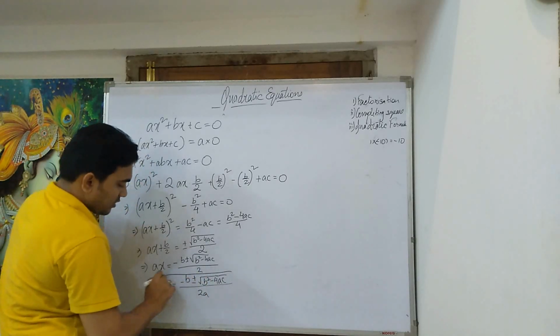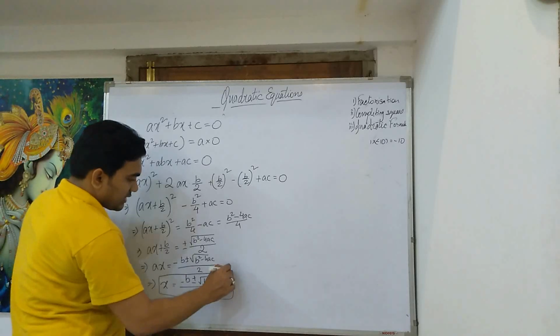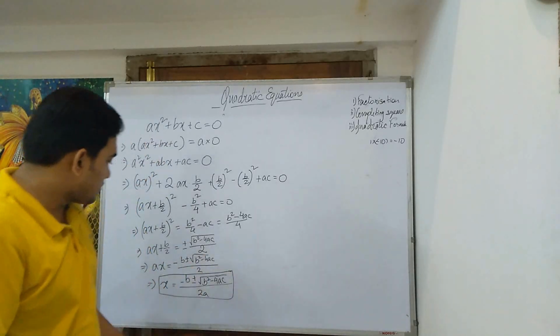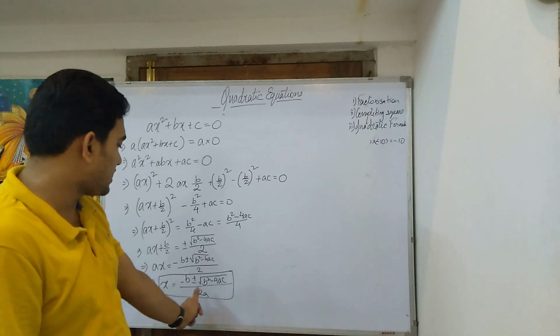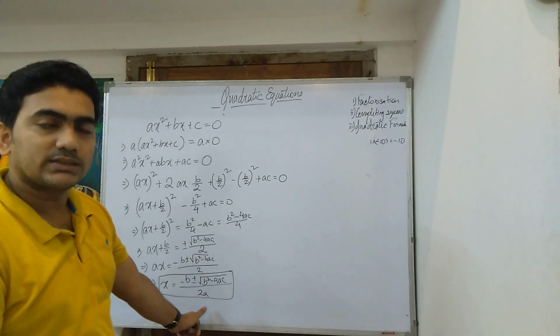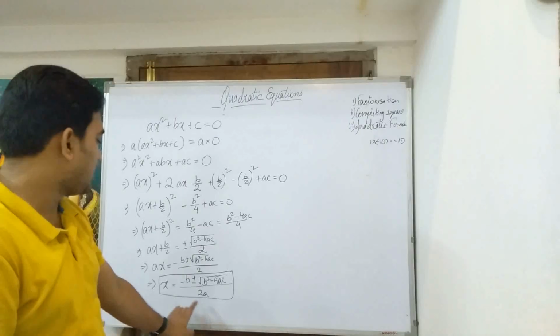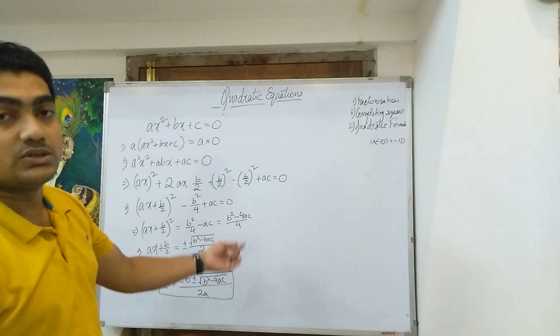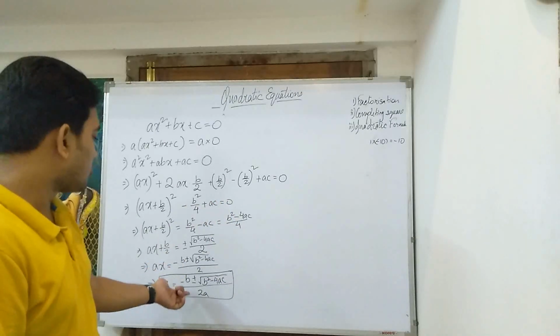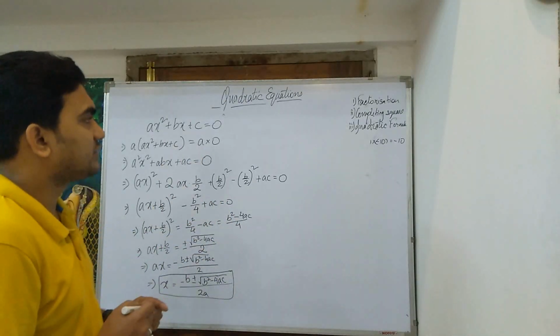This is called the quadratic formula. X equals to minus b plus minus root over of b square minus 4ac by twice a. This is called the quadratic formula, and we have to use this formula to find out the zeros or the roots of the equation that we have been given.